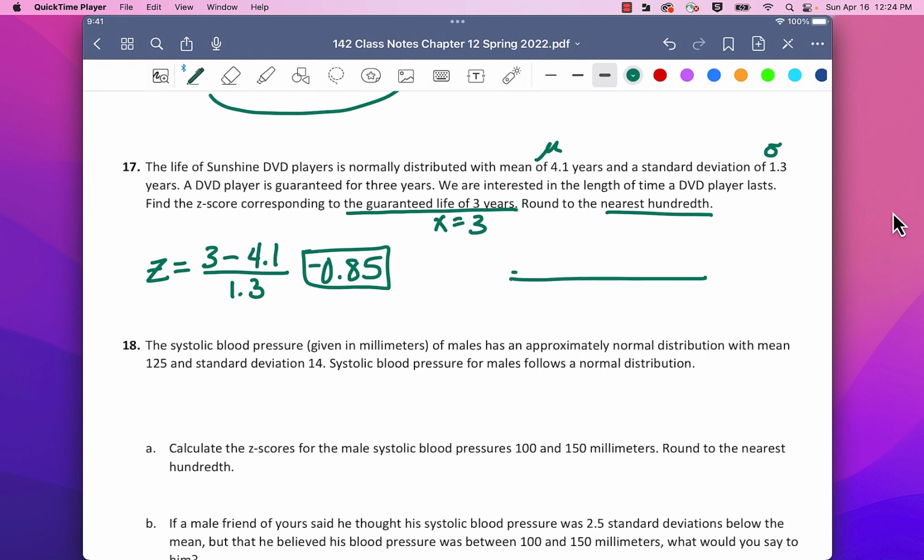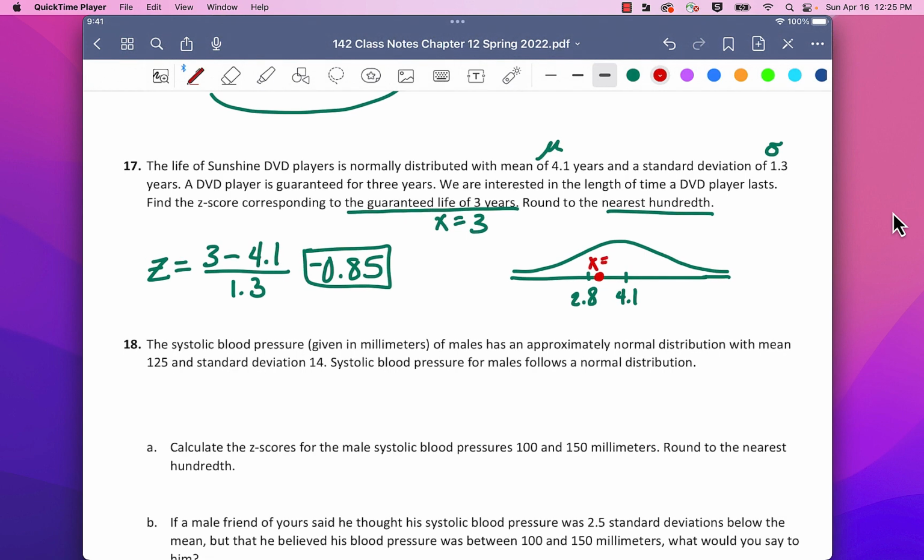Again, if you wanted to do a quick check with a quick little picture, we'd have 4.1 here. We know the data value of 3, so we need to go to the left. If I go 1 standard deviation to the left, 4.1 minus 1.3, I get 2.8. So my value of 3 is somewhere in there. That's where x is equal to 3. Coming down here to the z-scores, the mean is always 0, this is at negative 1, and our z-score is almost to negative 1. So yes, I think that seems like a reasonable answer.